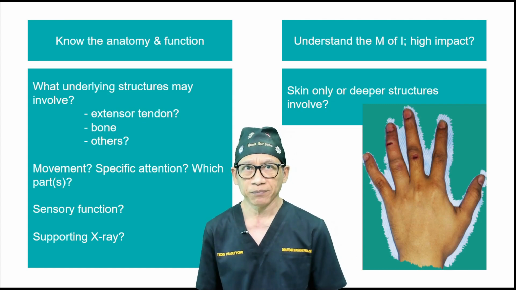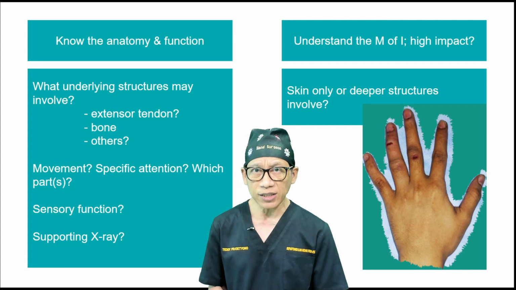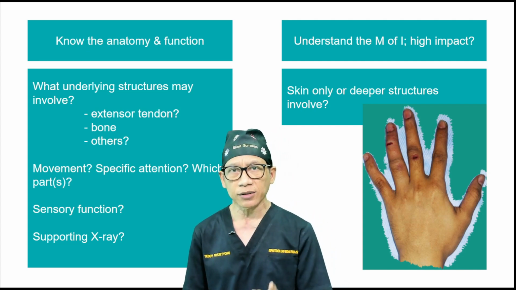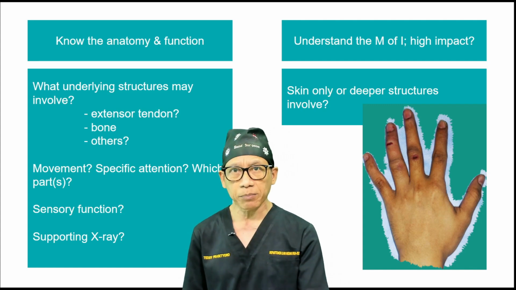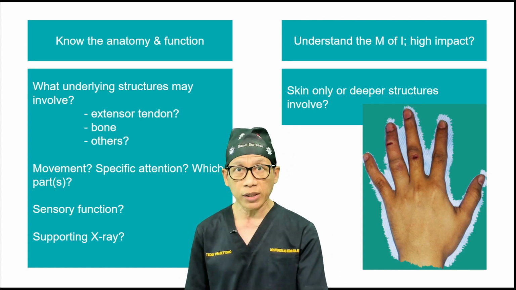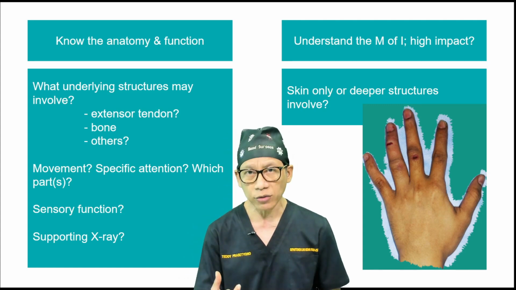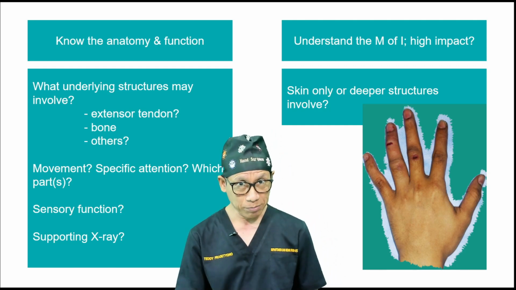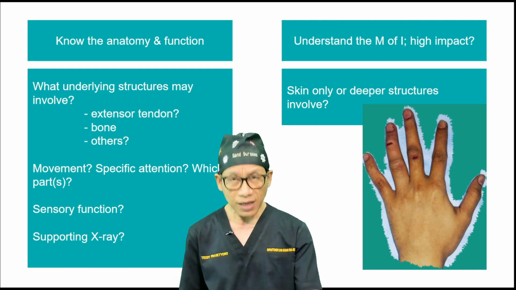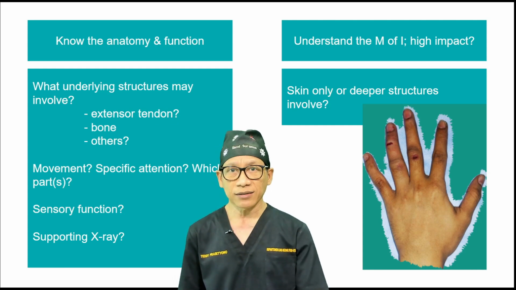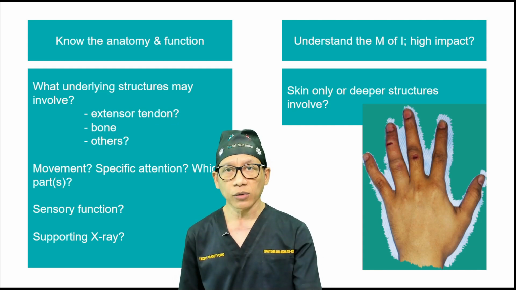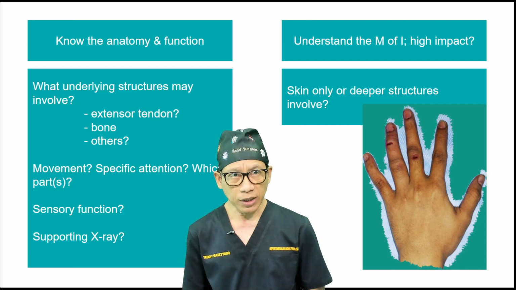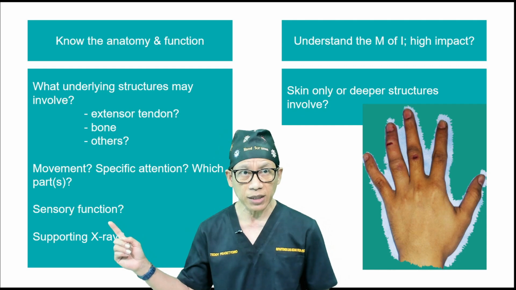So what about the movement? Pay specific attention to which structure moves a certain particular bone or joint. Of course, if I talk about movement, it should refer to the joint, not the bone. The bone is the site for the tendon to attach to, where, when the tendon pulls, the joint moves. Then the next point that you need to recall is about the sensory functions.